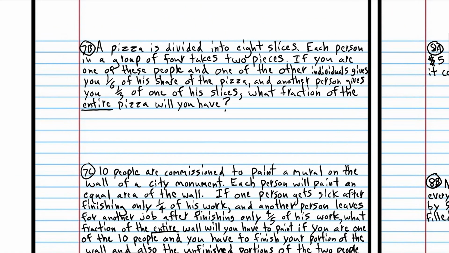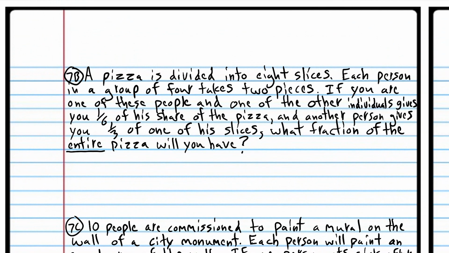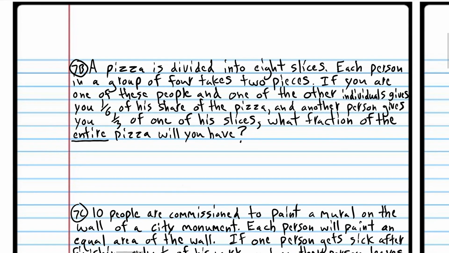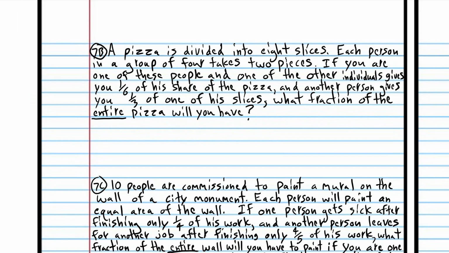A pizza is divided into 8 slices. Each person in a group of 4 takes 2 pieces. If you are one of these people and one of the other individuals gives you 1/6 of his share of the pizza and another person gives you 1/3 of one of his slices, what fraction of the entire pizza will you have? So these problems can be tricky. They can be very tricky. So you got to be careful here. Again, we're just finding fractions of fractions, but be careful.